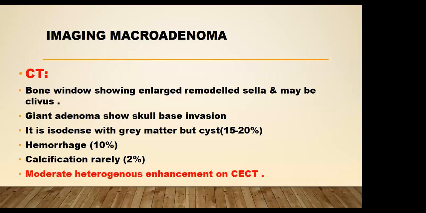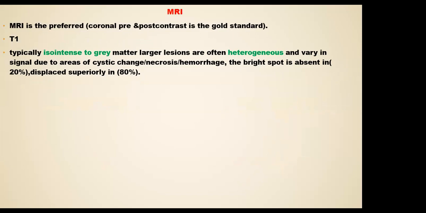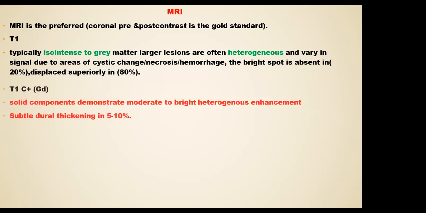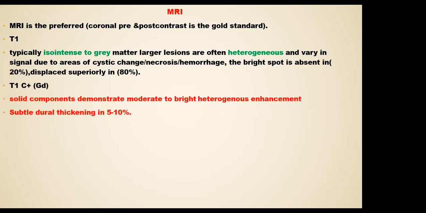MRI is the preferred method. Coronal pre and post contrast is the gold standard. Regarding the T1, it is iso-intense to the gray matter, and the larger lesion will appear heterogeneous as there are cystic changes, necrosis, and hemorrhage. And the posterior pituitary bright spot, in 20% of the cases it will be present, and it will be absent or displaced superiorly in 80%. After the contrast, the solid component will demonstrate moderate, bright enhancement, and subtle dural thickening in 5 to 10%.